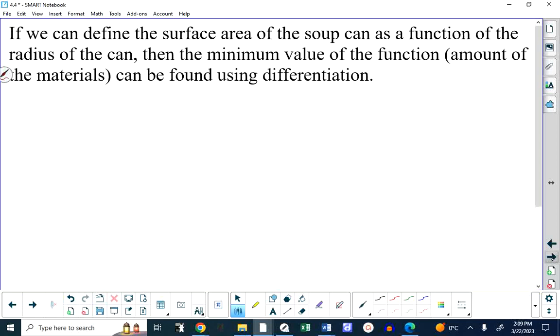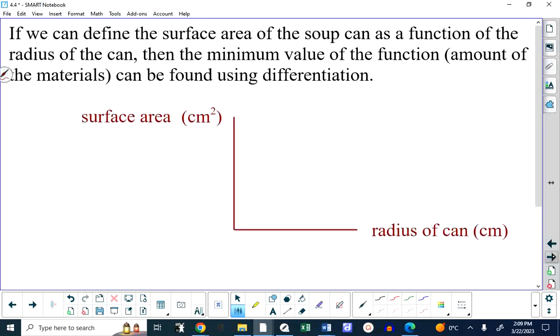What we want to think of here when we solve these problems is always setting up a function that has two variables. One of the variables is the thing you want to maximize or minimize. So if we can define the surface area of the can as a function of the radius, then the minimum value of the function could be found using differentiation.